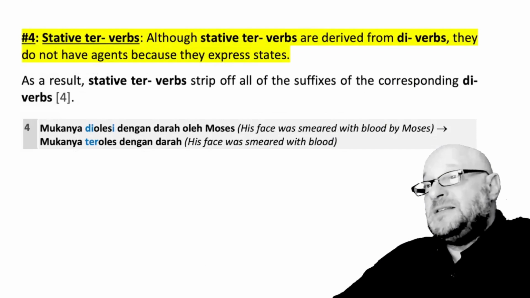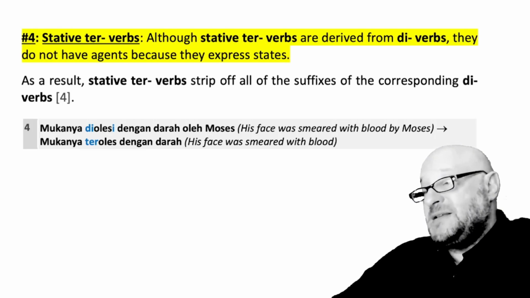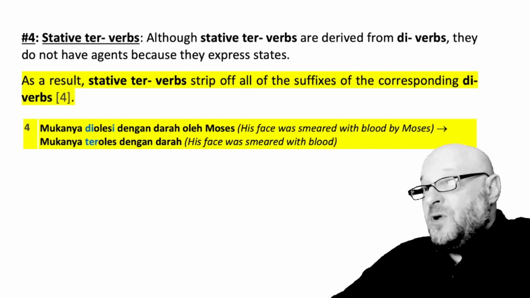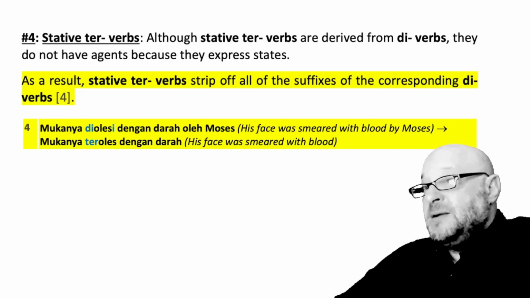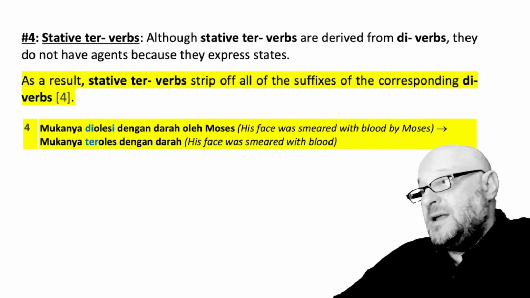Number 4, stative verbs. Although stative verbs are derived from di- verbs, they do not have agents because they express states. As a result, stative verbs strip off all of the suffixes of the corresponding di- verbs. Example 4, passive sentence, mukanya diolesi dengan darah oleh Moses. His face was smeared with blood by Moses. Turns into mukanya teroles dengan darah. His face was smeared with blood. Diolesi turns into teroles.